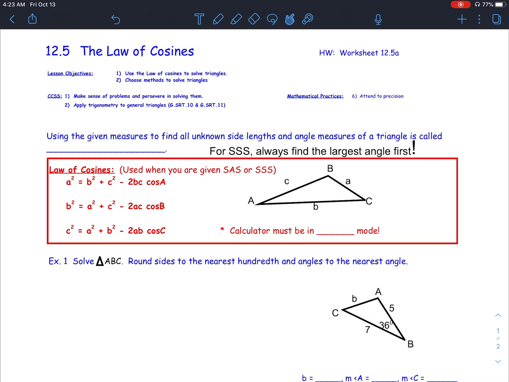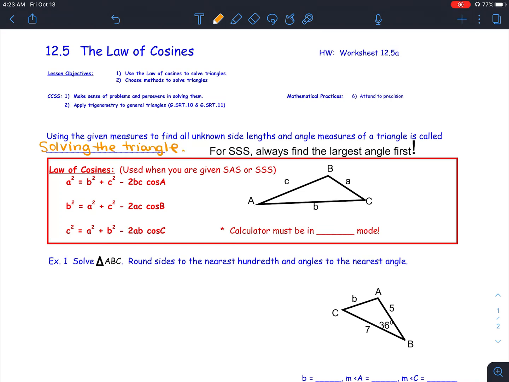All right, welcome everyone. We are going to be talking about the law of cosines today. We just finished talking about how to use the law of sines to solve for missing sides and angles in triangles that are not right triangles. And one of the things that we mentioned was when you are using the given measures to find all the unknown side lengths and angle measurements of a triangle, that is called solving the triangle. Okay, solving the triangle. And that's what we're going to continue to do here today.